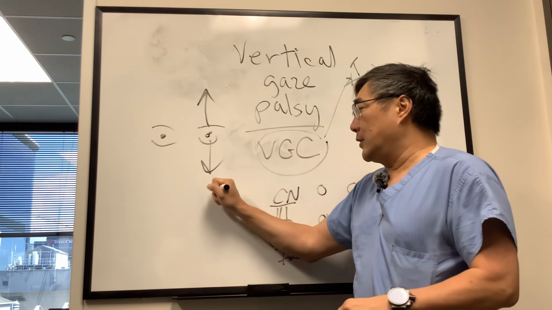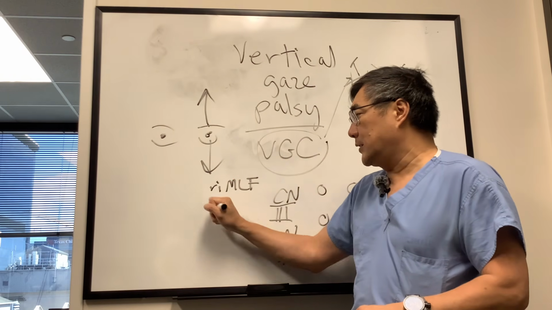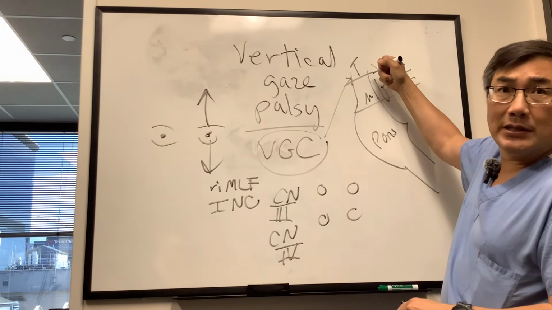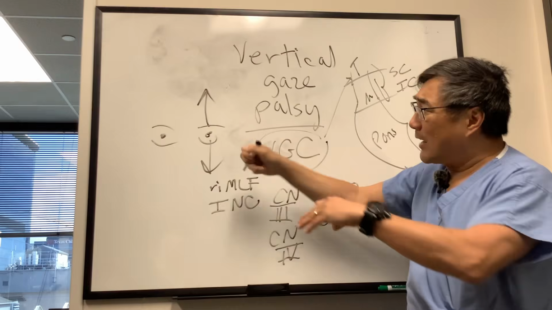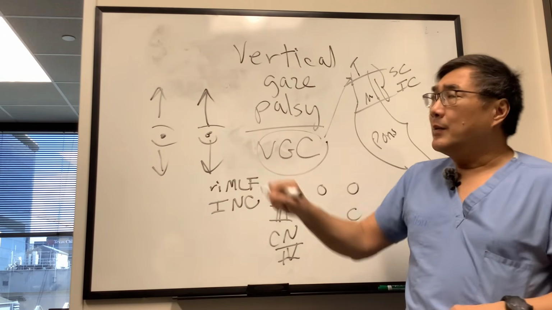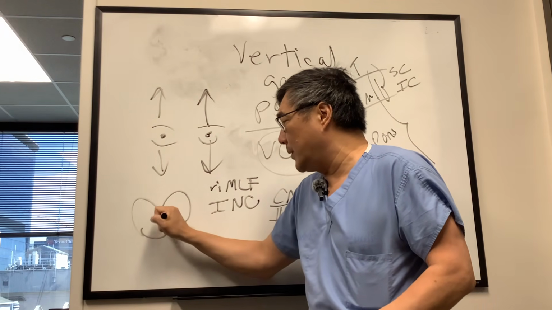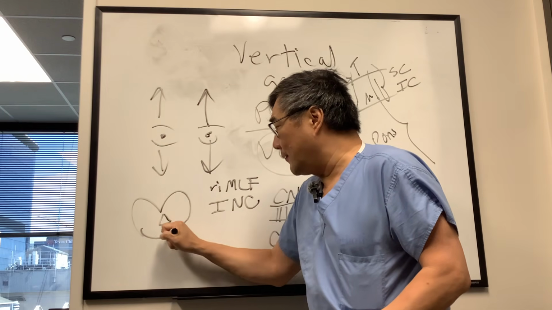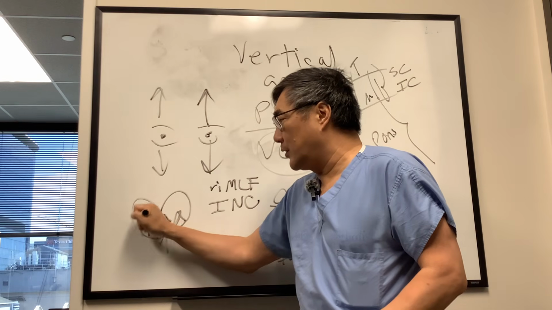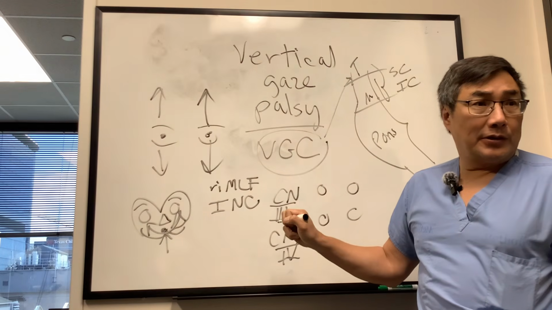The vertical gaze center in humans is the rostral interstitial medial longitudinal fasciculus and the interstitial nucleus of Cajal. They live right here at the thalamo-mesencephalic junction. You have bilateral input for down gaze, but because of the crossing fiber in the posterior commissure at the level of the midbrain, you can have a single lesion at the level of the dorsal midbrain that produces an up gaze palsy.